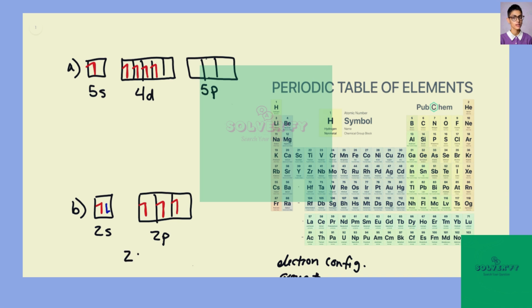So 2s2, 2p3. Right, so if we come here to the p block, 2p3 would be 1, 2, 3, so that's nitrogen. Right, so group 5 or 15.